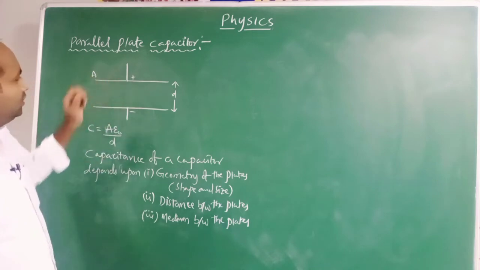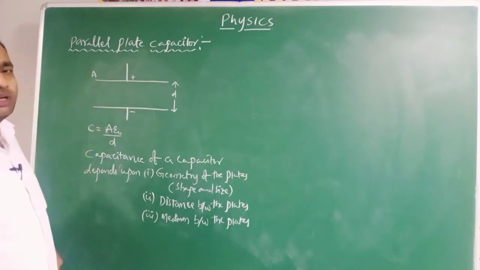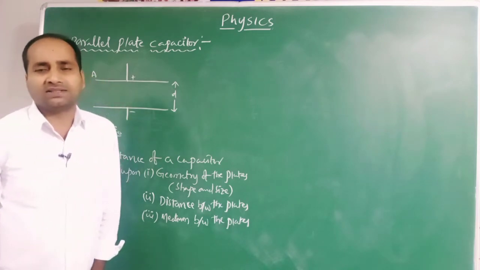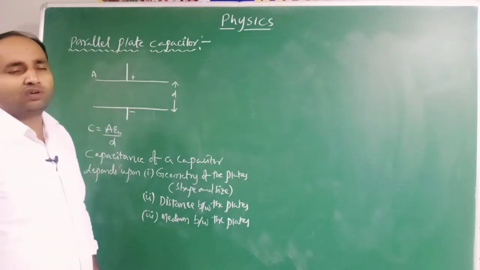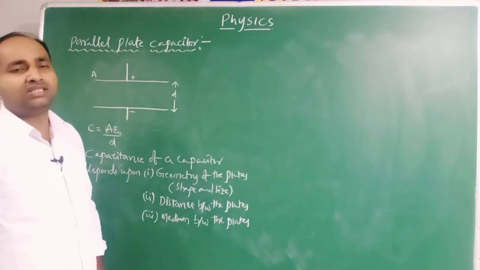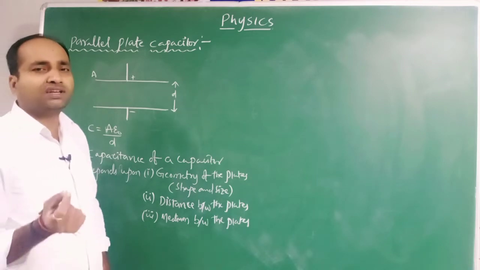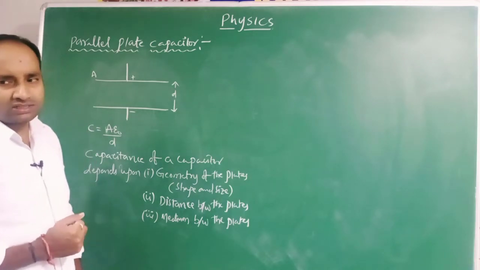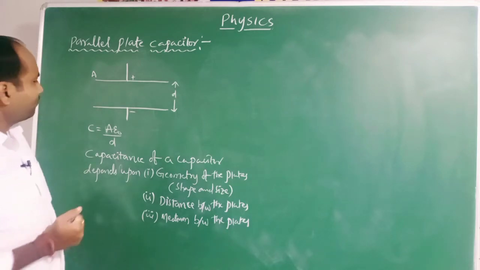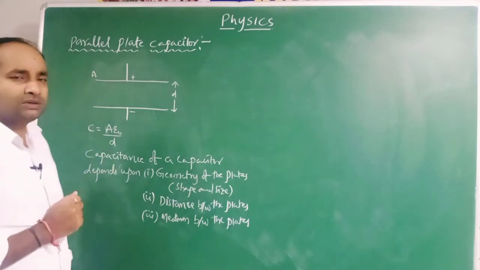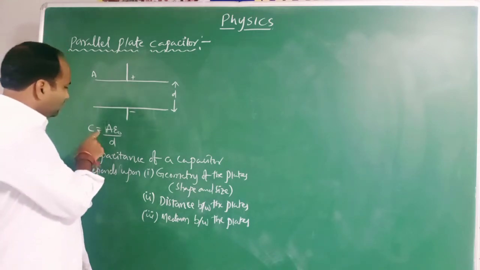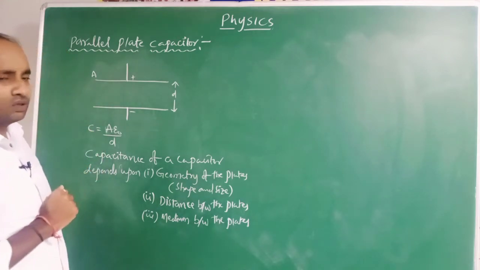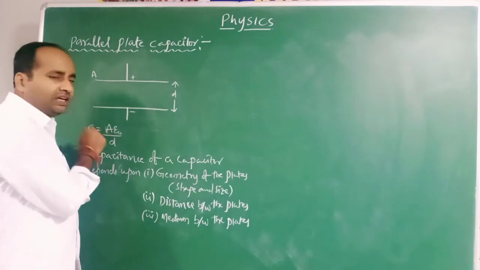Suppose we want to get the capacitance of a capacitor of 1 farad. We said the unit of capacitance is the farad, but it is a very huge quantity, so we use multiples and submultiples of the farad. To get a capacitance of 1 microfarad, what should be the area of the plates?